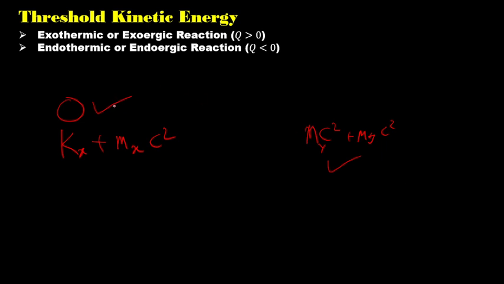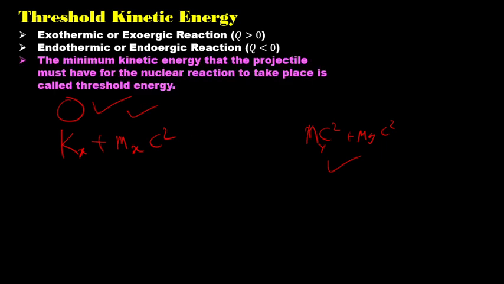If the kinetic energy of the projectile is smaller than a certain value, then it may not have sufficient kinetic energy to be converted into the mass energy of the product particles. Product particles will not be formed and the nuclear reaction will not take place. So the projectile particle must have a certain minimum kinetic energy. Below that kinetic energy, no nuclear reaction will take place, because no energy will be available to form product particles with their corresponding mass energy. So the minimum kinetic energy that the projectile must have for the nuclear reaction to take place is called the threshold energy of the projectile.